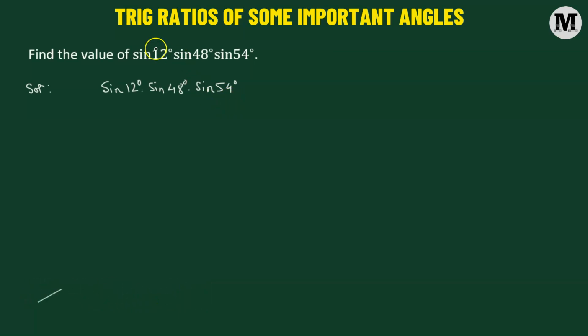Now what we can do, except for sine 12 and sine 48, is find the value of sine 54 degrees. The reason behind this is we can express sine 54 degrees by rewriting the angle 54 degrees as 90 degrees minus 36 degrees. Now we know that whenever we have sine of 90 minus theta, that corresponds to cosine theta. So here theta will be 36 degrees. So cosine 36 degrees has a standard value of square root of 5 plus 1 divided by 4. So that means we know the value of sine 54 degrees.